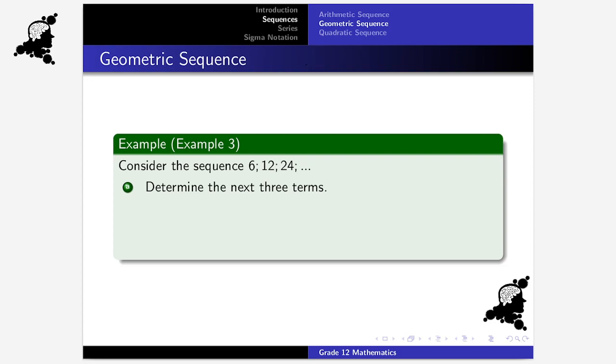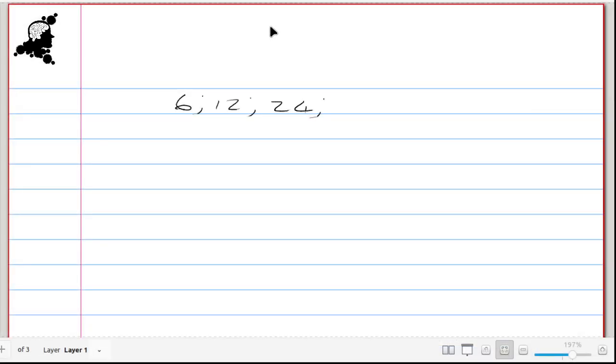What we need to take note of here is that if we try and establish a common difference, let's see, 24 minus 12 gives us 12. 12 minus 6 gives us 6. We do not have a common difference here. So this cannot be an arithmetic sequence. This is not a linear sequence. So let's see if there's something else that we could do here.